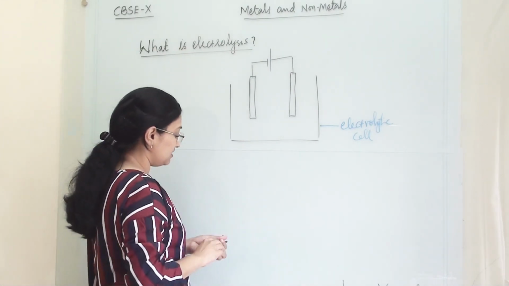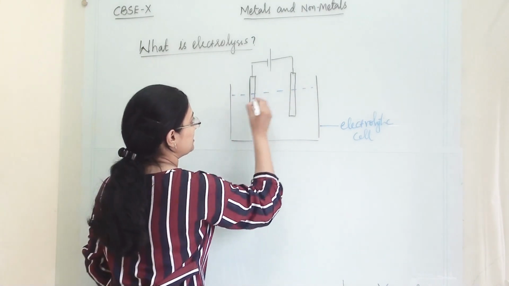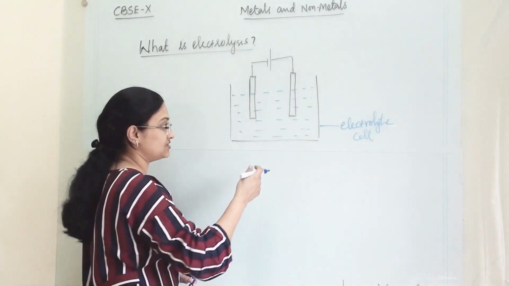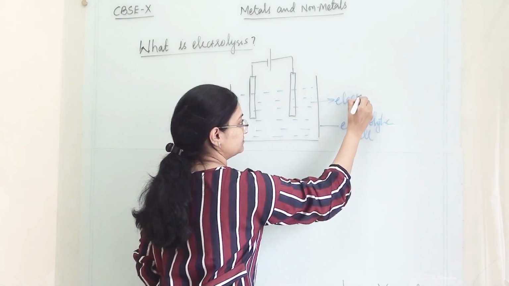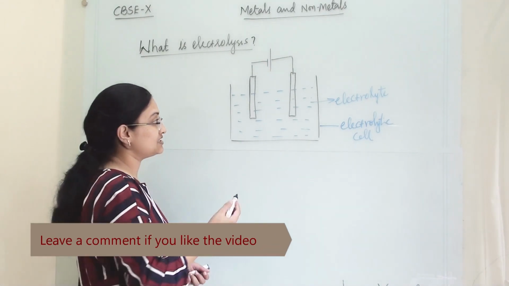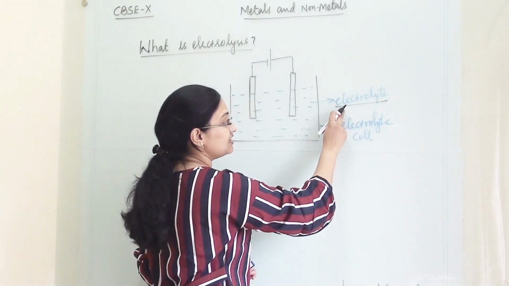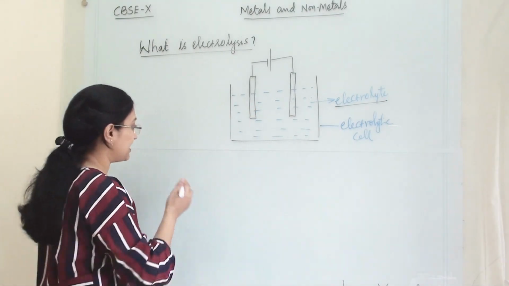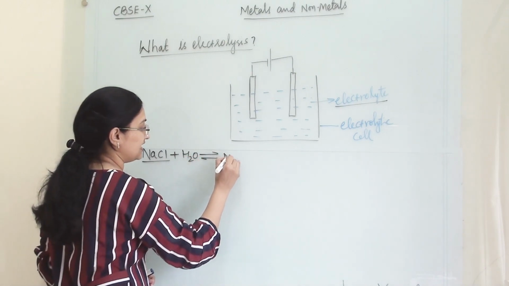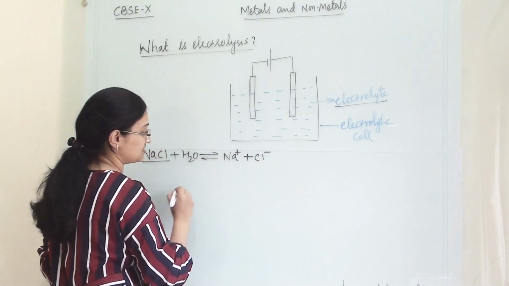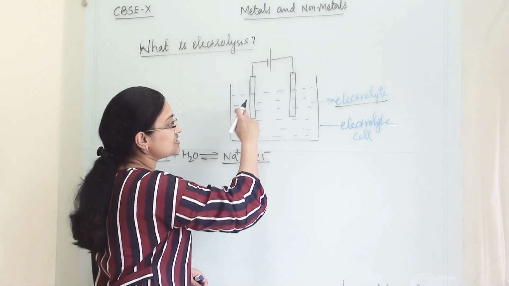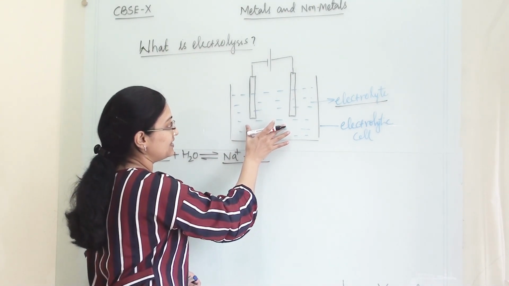Now in this, we are taking one liquid medium through which we will pass electricity. The liquid medium which helps us to pass the electricity is termed as electrolyte. This can be an aqueous solution of any salt, for example NaCl. When we dissolve NaCl in water, we get Na plus and Cl minus. So these two types of ions we get by dissociation of NaCl. This is my electrolyte.